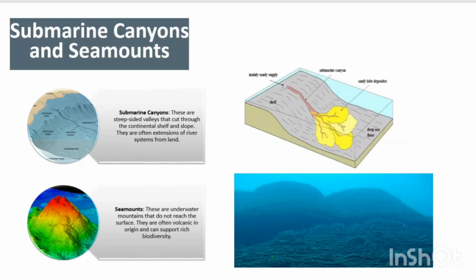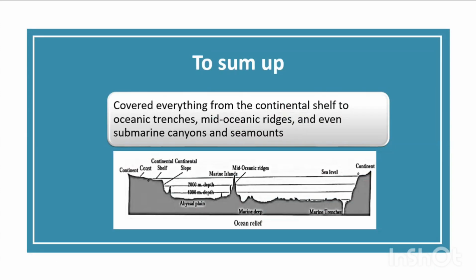Lastly, let's quickly cover two major features. These are the submarine canyons and seamounts. Submarine canyons are steep-sided valleys that cut through the continental shelf and slope. They are often extensions of river systems from land. On the other hand, seamounts are underwater mountains that do not reach the surface. They are often volcanic in origin and can support rich biodiversity. Both features are very significant for marine ecosystems and can also affect ocean currents.